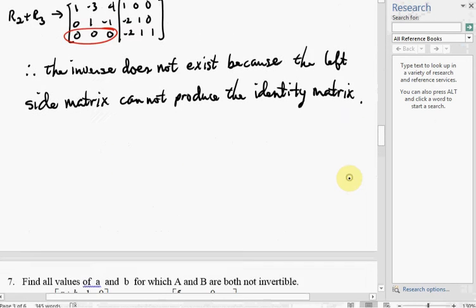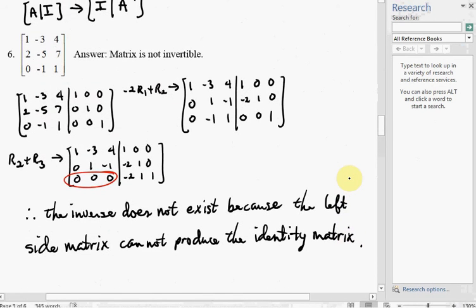Going back to 6. Okay. You can, yes. That's right. You can interchange the rows. That's fine. But even if you interchange the rows, you're still going to have a row of all zeros over there on the left side. So it still will not be invertible for this particular problem, right?